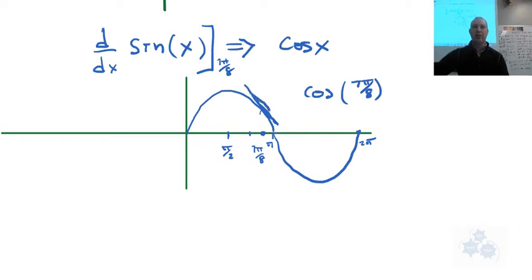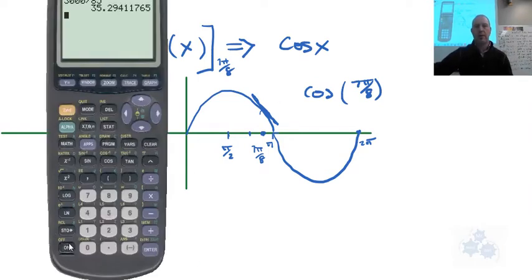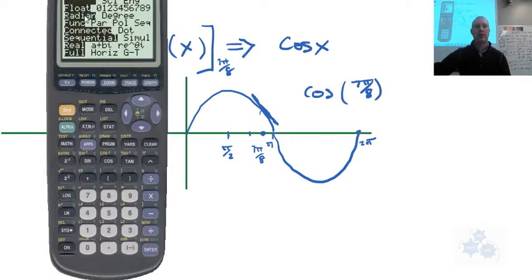So we kind of have a rough gauge here. That's really bad. We have a rough sort of, it should be negative something, I guess, right? And it's pretty close to pi, so it should be a fairly large negative number. So what's this going to be? Let's figure it out. If you're using your calculator, make sure it is on radians.